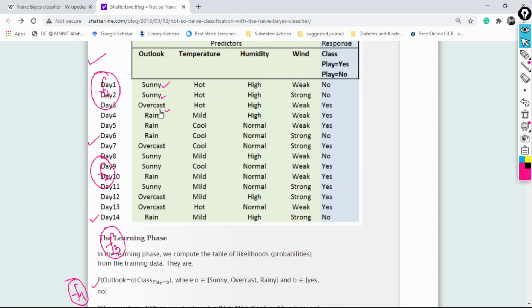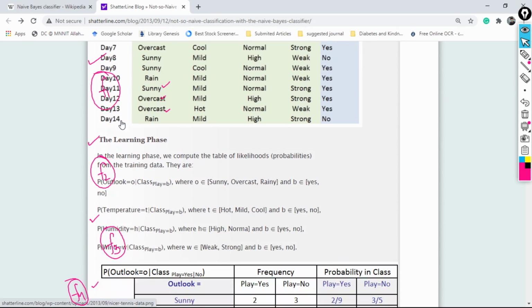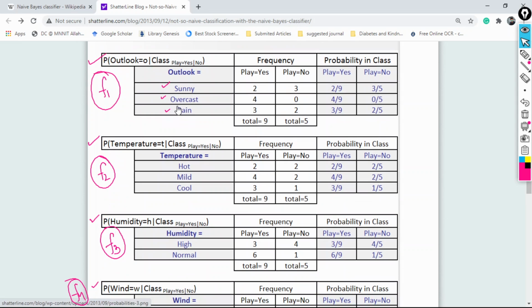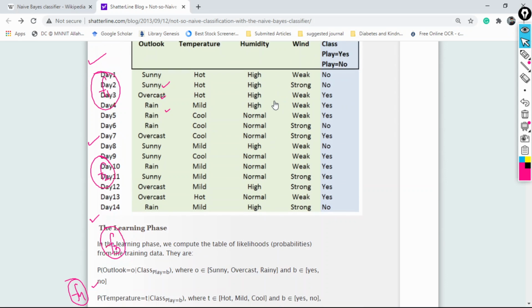You see that we have only 3 features: sunny, overcast and rain. These 3 features are for outlook. Our class level is what? Yes or no. We have only 2 class levels, yes or no. First, if you just consider the yes class level, how many points are sunny? So first just see our table.